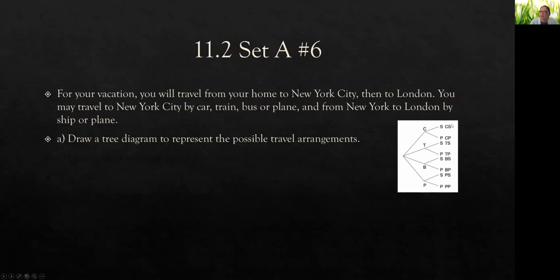So CS means you took a car to New York and then a ship to London. CP means you took a car to New York and a plane to London. Okay, down here, PP means you took a plane to New York and then a plane to London. How many routes are possible? We just need to count them up. 1, 2, 3, 4, 5, 6, 7, 8. You get 8 different routes. Any questions so far?